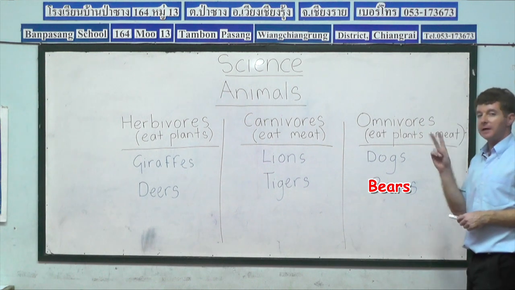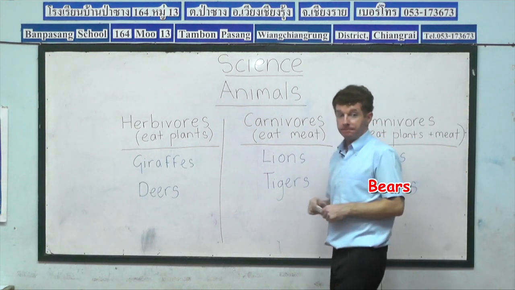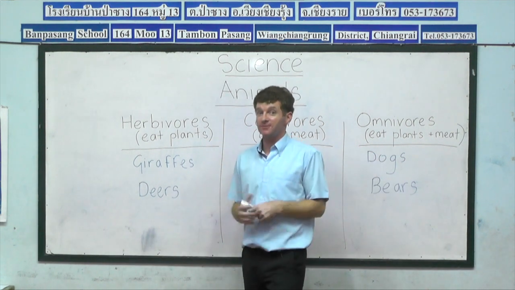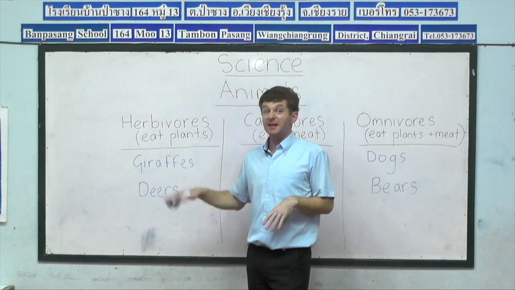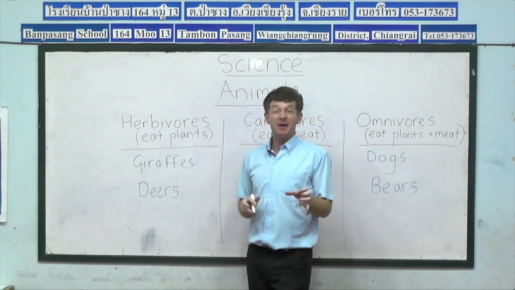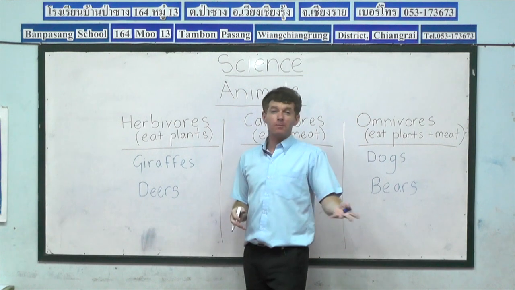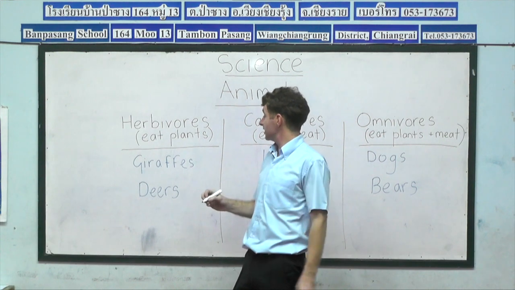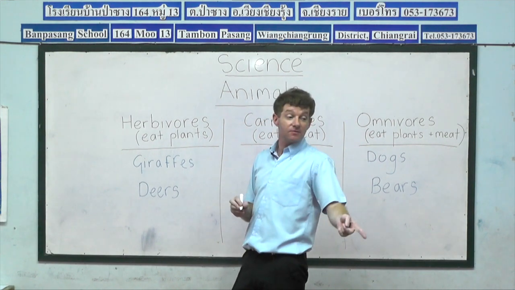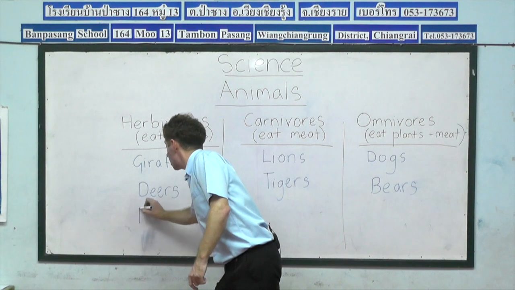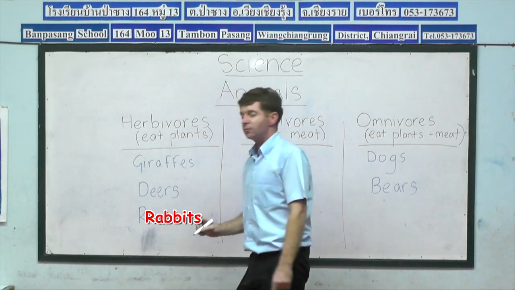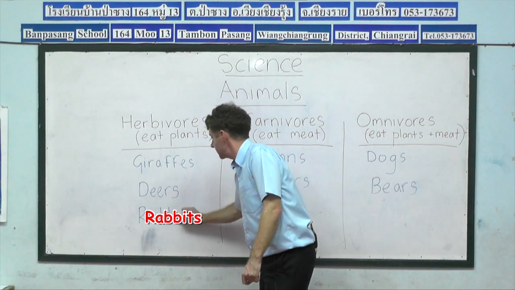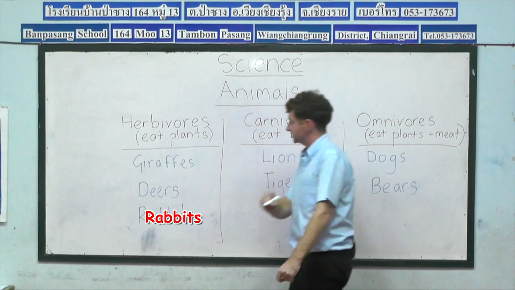Excellent. So we've got two in each. Let's get one more here before. Rabbit. I was waiting for rabbit because some of us have rabbits as pets too. And if you do, you'll know that they eat plants, and maybe some vegetables too. But vegetables is food, so that doesn't matter. We're talking about types of living things. So deers and rabbits. R, A, how do we spell rabbits, guys? R, A, B, B, I, T, S.